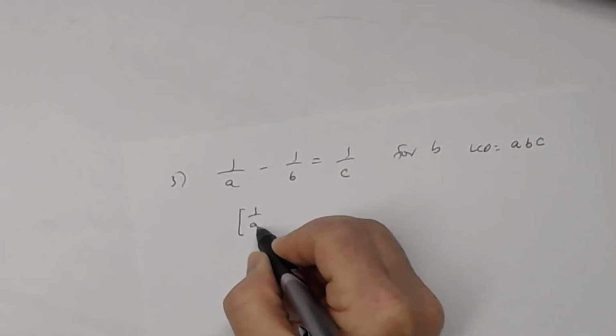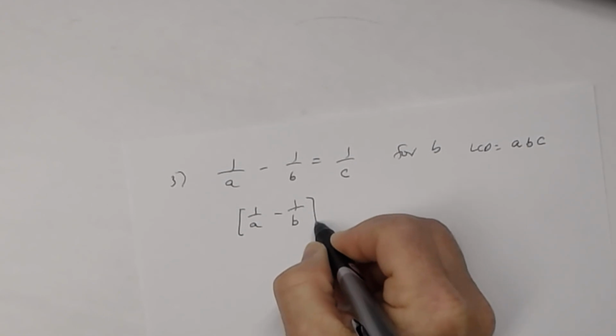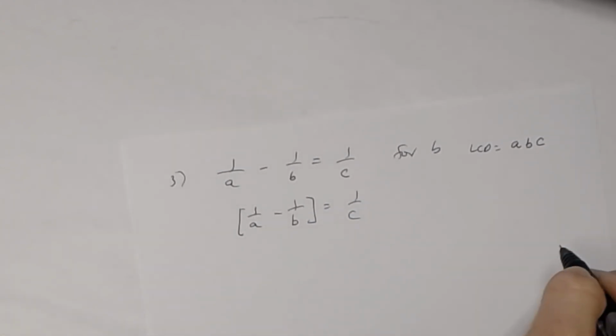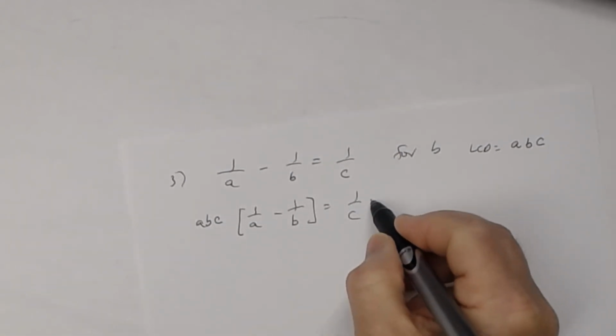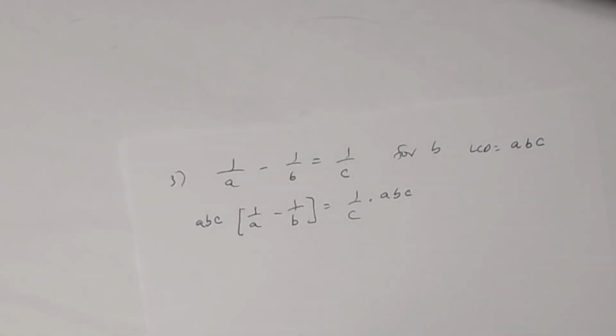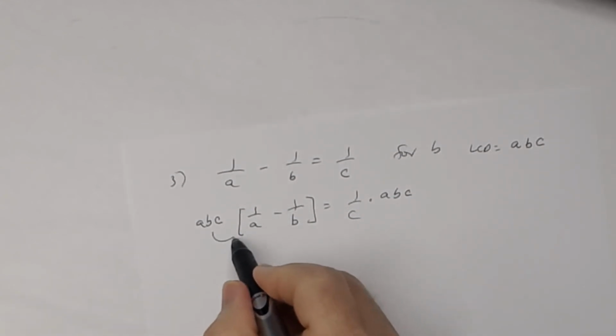So 1 divided by a minus 1 divided by b equals 1 divided by c. And then I'm going to multiply both sides by a times b times c. A times b times c. And now I'm going to distribute.